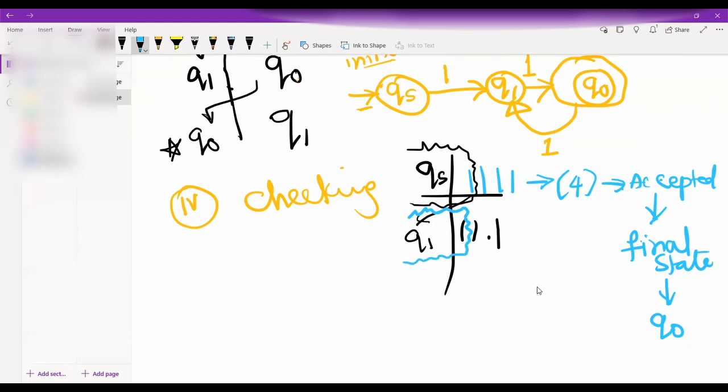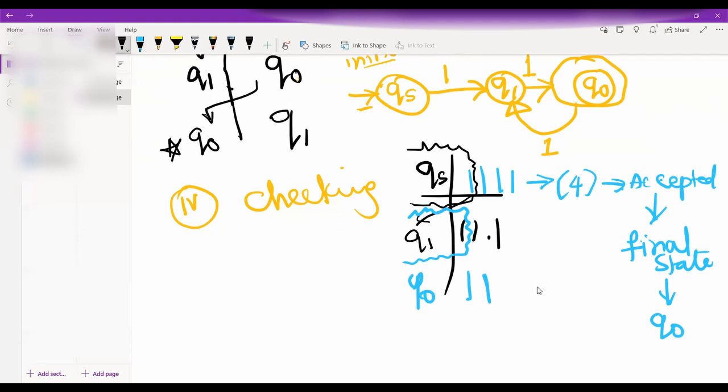So Q1 on 1, where is it going? Q1 on 1 is going to Q0. So I will write Q0 here. And what is the remaining string? The remaining string is 1, 1. Now the resultant state is Q0.